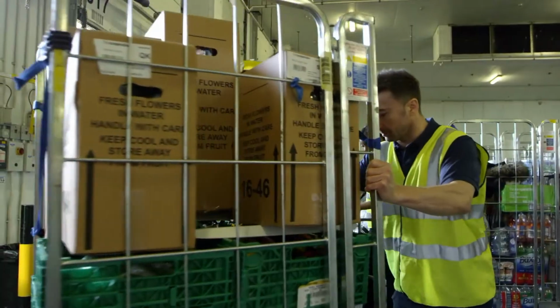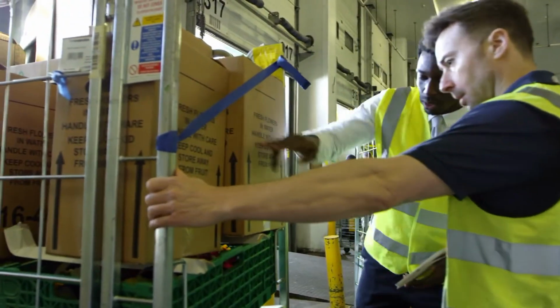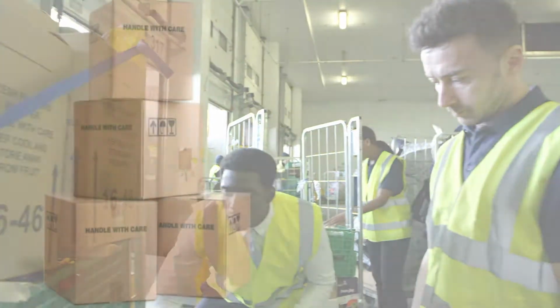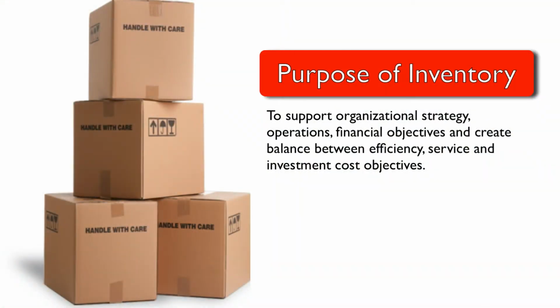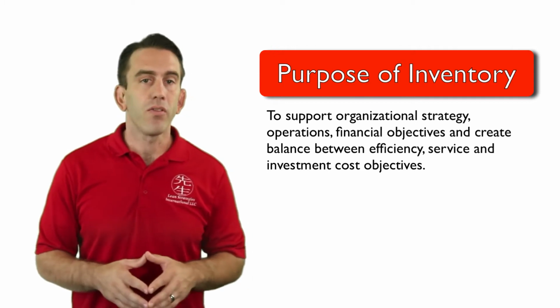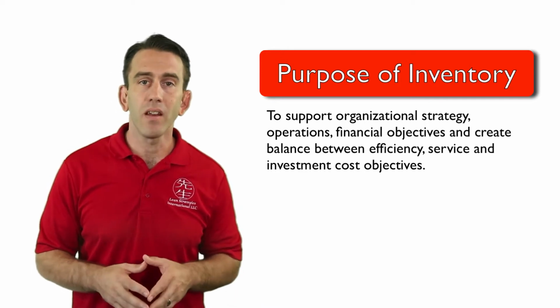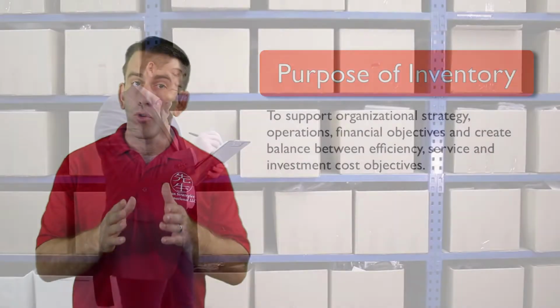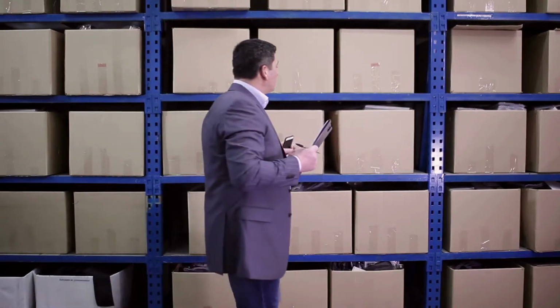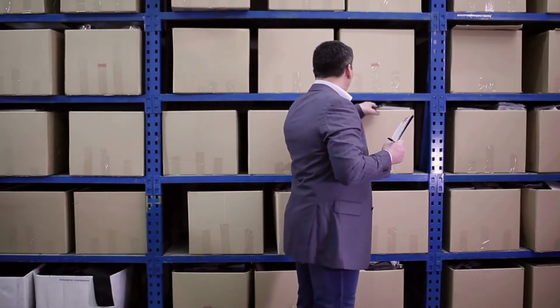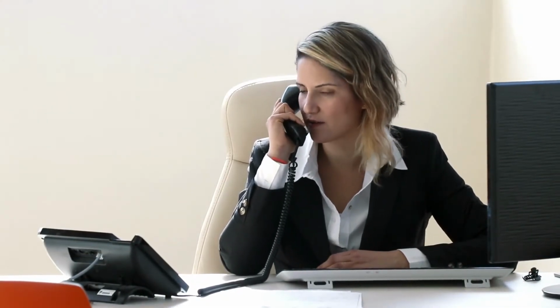It is very important when seeking to reduce inventory that you are very cautious. The purpose of inventory is to support organizational strategy, operations, financial objectives, and create balance between efficiency, service, and investment cost objectives. Too much inventory can leave an organization starving with tied-up capital, and too little inventory can frustrate customers and drive them to other opportunities. Given those important purposes of inventory, we must be cautious that one action does not disrupt another.